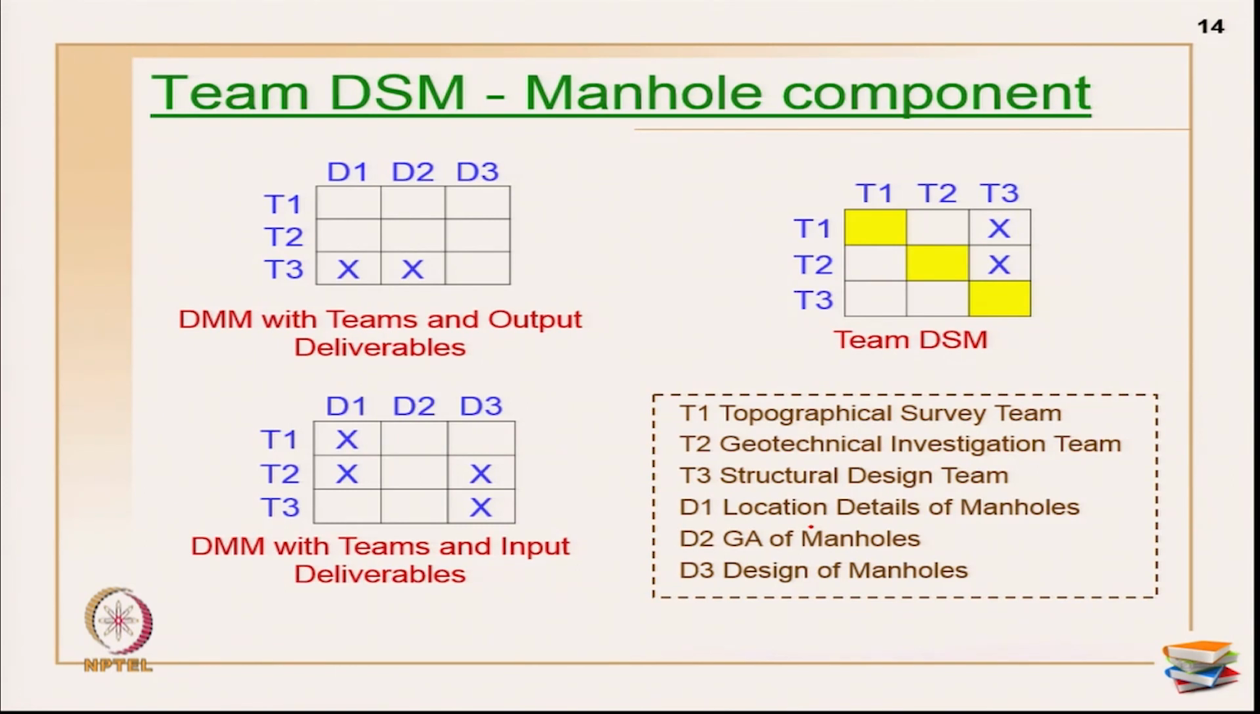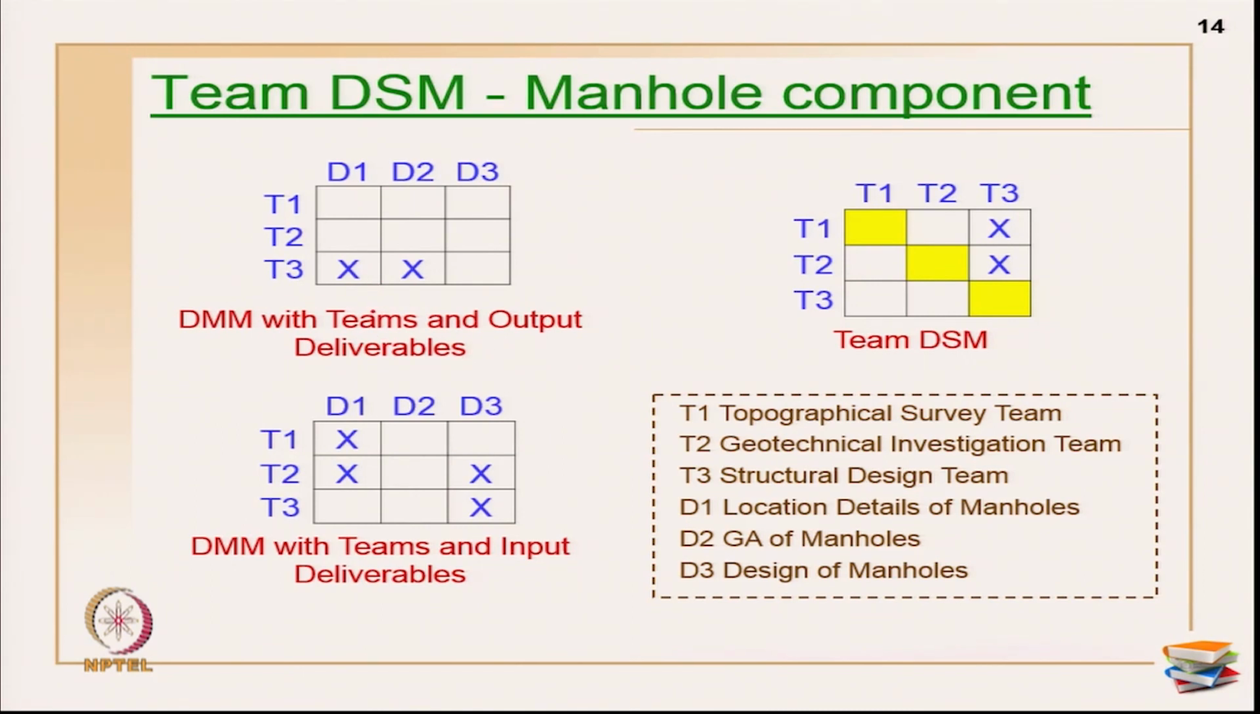Topological survey team is T1, geotechnical investigation team is T2, structural design team is T3, and I have details on deliverables. D1 is location details of manholes, D2 is GA of manholes, where GA stands for general arrangement, and D3 is design of manholes. Okay. So, this is the first DMM which I have formed with output deliverables.